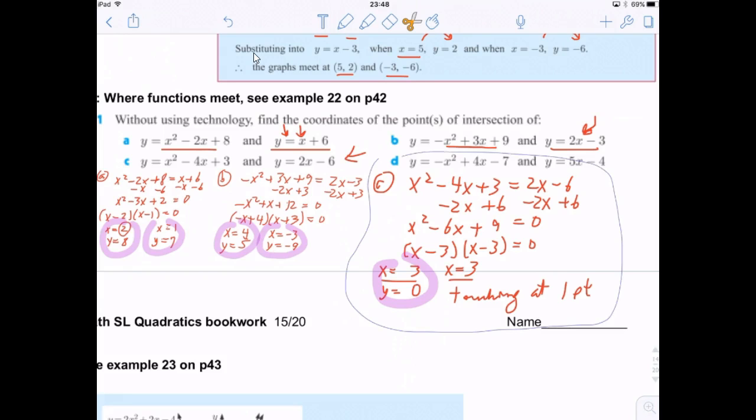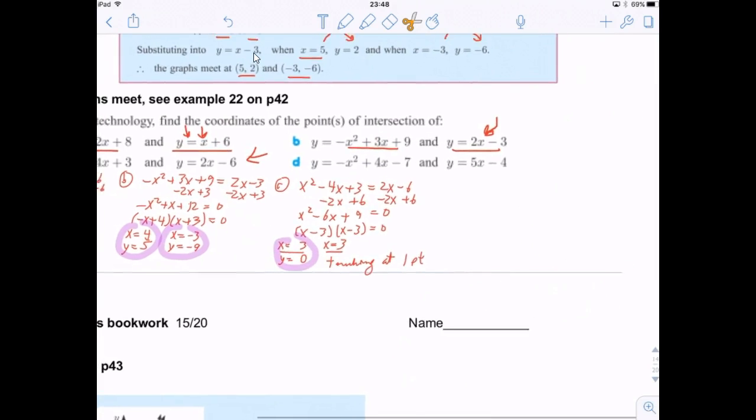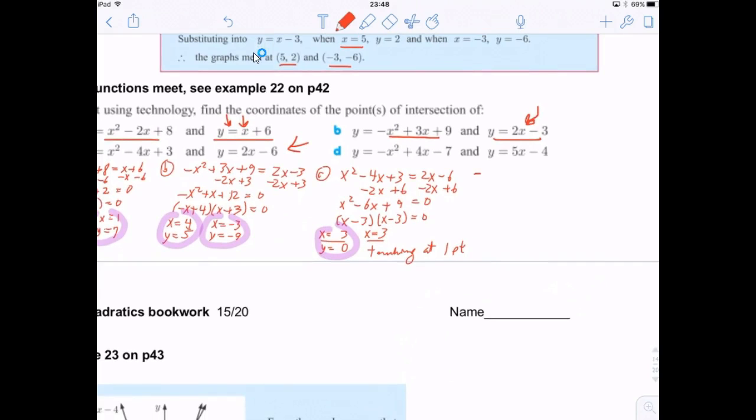Alright. Now let's do the last one, which is D. Okay. D. So I'm going to take the two equations, which is the parabola equation, and set it equal to the line equation. And then I'm going to subtract 5x from both sides. And then I'm going to add 4 to both sides. And then I'm going to get negative x squared minus x minus 3 equals 0. And then I'm going to try to factor this.